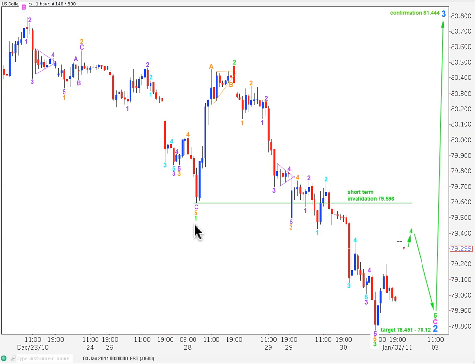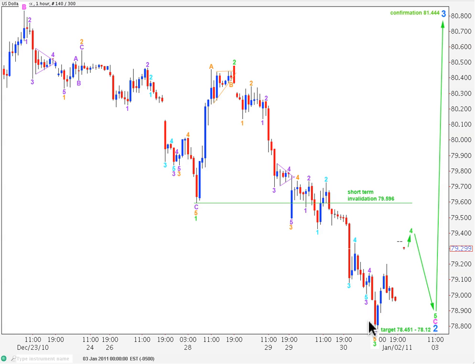Within wave 1 green, wave 3 orange is 0.067 short of 1.618 the length of wave 1 orange, and wave 5 here is 0.08 short of equality with wave 1. So they're tending to equality, and this one is 1.618 the length of 1. So that's a pretty typical, almost textbook perfect impulse structure there.